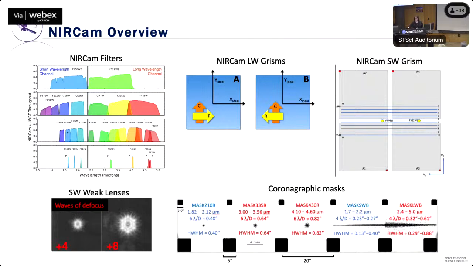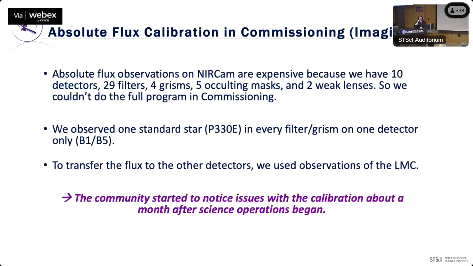And I'm going to describe where we are. So you may remember in the early days there was some kerfuffle about the NearCam calibration. So let me just describe what happened there. The calibration turned out to not be great at the very beginning, and that is because from commissioning we didn't have a full set of calibration data yet, and that's just because there wasn't time. So we had to compromise, and what we did was we put 1 star, P330E, on every filter and GRISM combination on just 1 detector. And then we looked at the LMC to then transfer that flux to all the rest of the detectors.